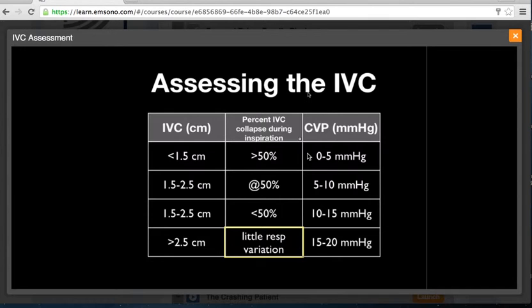Here's how the inferior vena cava correlates with central venous pressure. You can see here that if the inferior vena cava is less than 1.5 centimeters in diameter, but it collapses greater than 50% with inspiration, the CVP is roughly 0 to 5 millimeters of mercury. If the inferior vena cava is between 1.5 and 2.5 centimeters and collapses about 50%, then the CVP is about 5 to 10 millimeters of mercury. If it's between 1.5 and 2.5 centimeters, but it collapses less than 50%, then you're probably at about 10 to 15 millimeters of mercury. If it's greater than 2.5 centimeters in diameter with little respiratory variation, then you're probably at about a CVP of 15 to 20 millimeters of mercury.